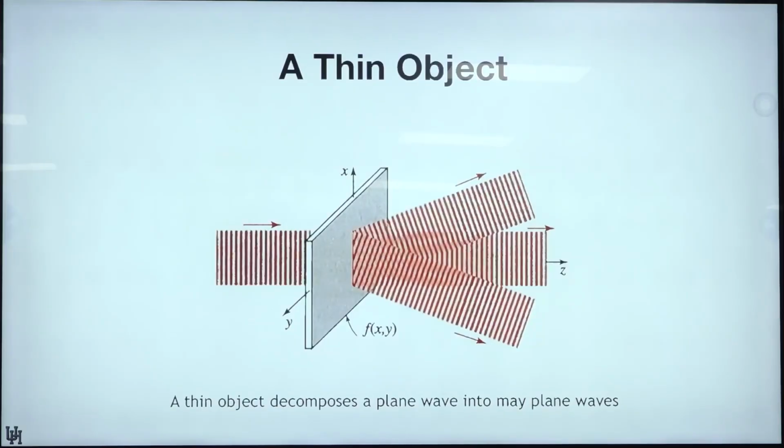So if you have a plane wave incident on any general object, which, assume, is thin for now, and it has this pattern f of x comma y, the plane wave will get decomposed into multiple different plane waves. One plane wave goes in, multiple plane waves go out, and how much of each plane wave is present is the Fourier decomposition of f of x, y. That's essentially what we are saying.